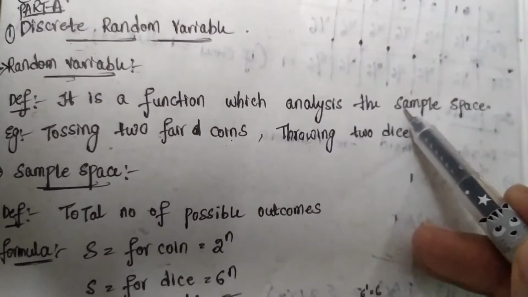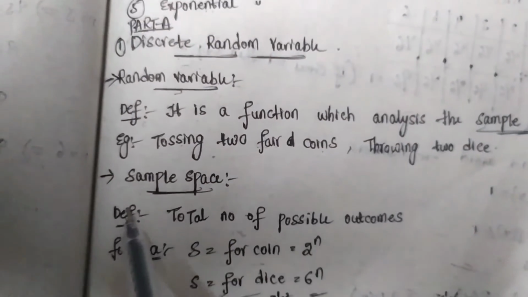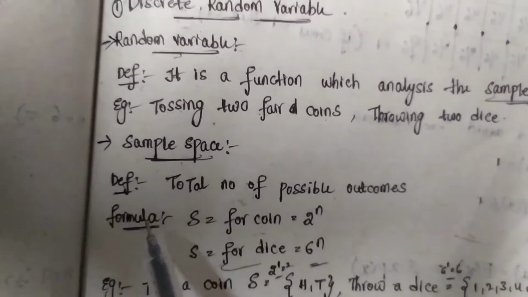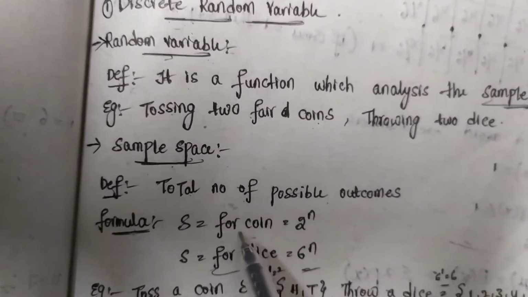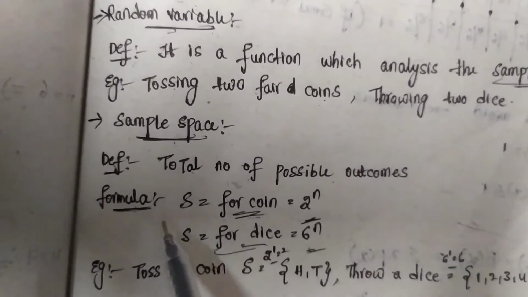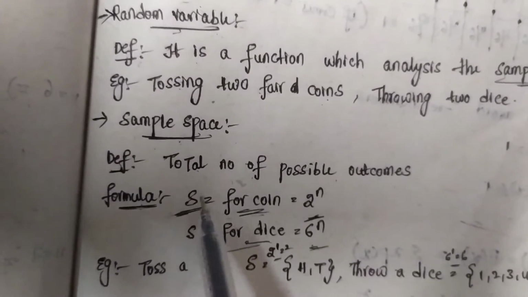For example, tossing two fair coins, throwing two dice, etc. Here we have to know what a sample space is. Sample space means the total number of possible outcomes. The formula for the sample space for a coin is 2 power n, and for a die is 6 power n. It is denoted by capital S.